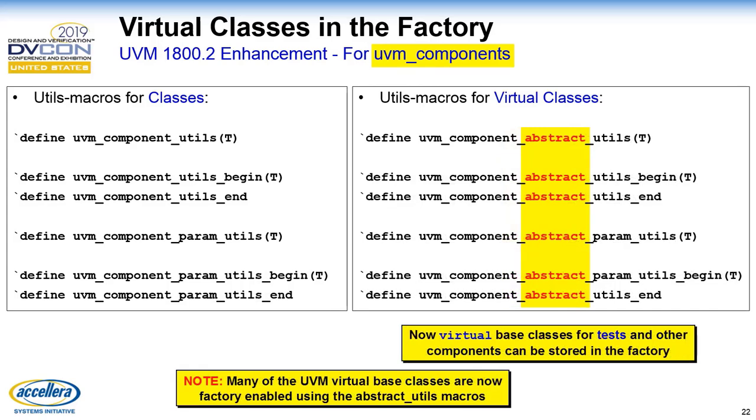Second, for components, we've always had component utils begin and end, and with params, etc. Now you also have UVM component abstract utils, UVM component abstract utils begin and end. And so it means that you can now put virtual base classes also into the factory, such as the test base. And so again, we can use a pure keyword, but with these abstract utils, we can now put our own virtual classes into the factory.